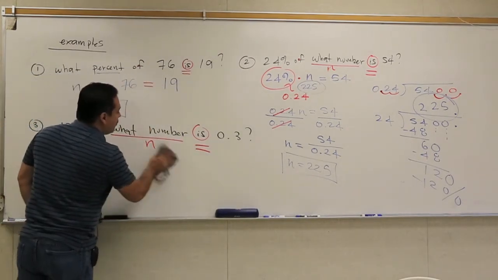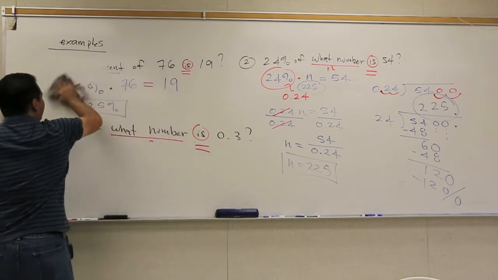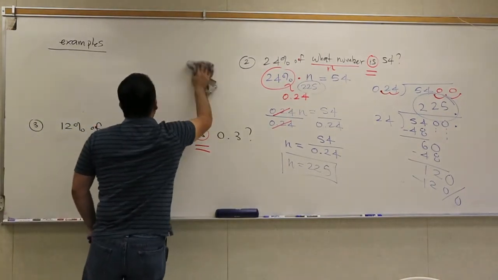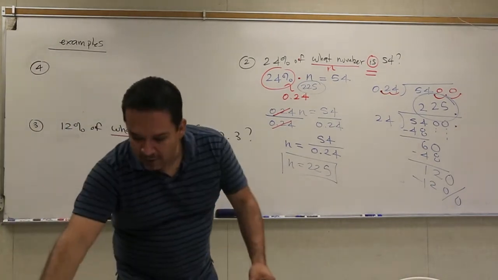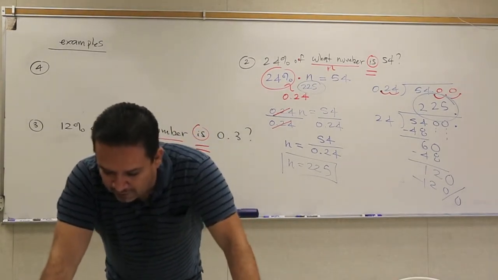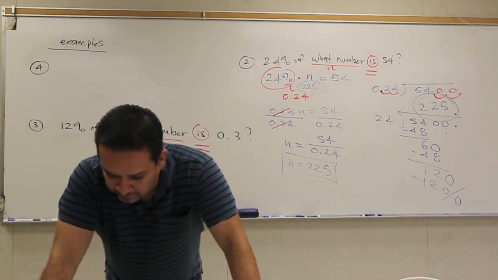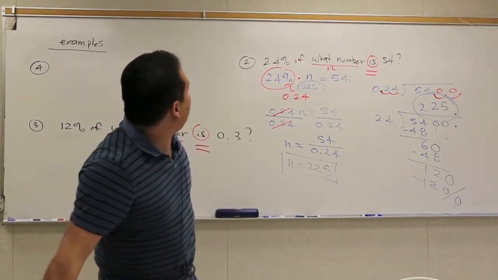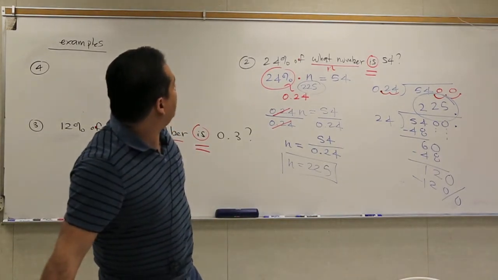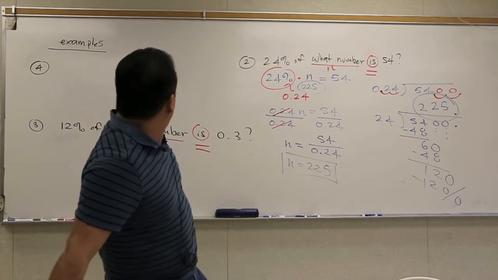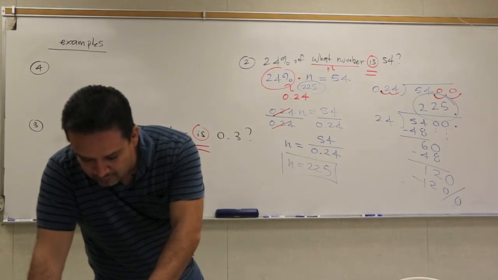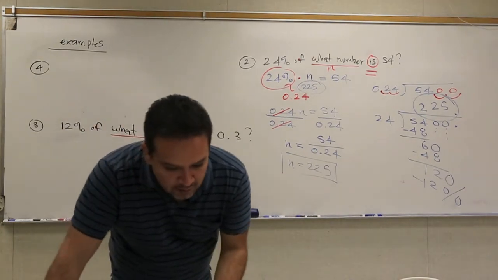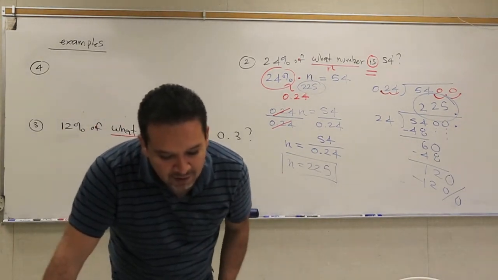Let me make sure I give you the third type here. So let's leave these two up. Let's call this question number 4. 12% of what number? 20% of what number? Oh, I know. We have to do an easy one. You guys want to see it? This is what they want you to do.